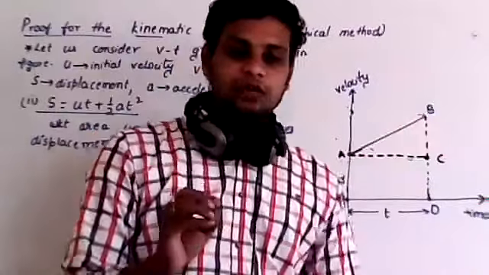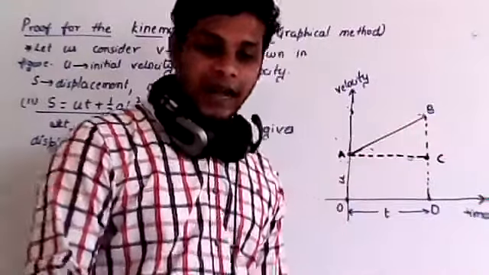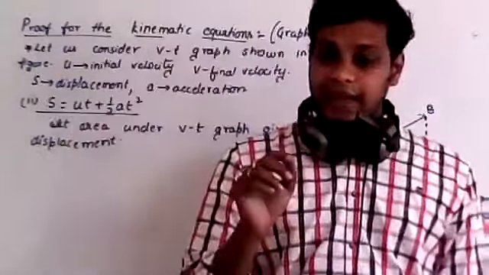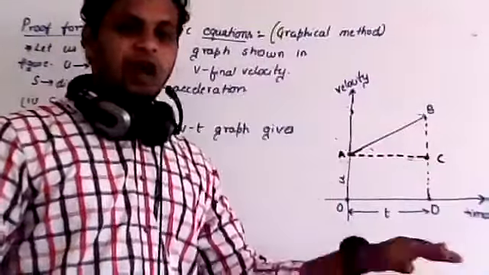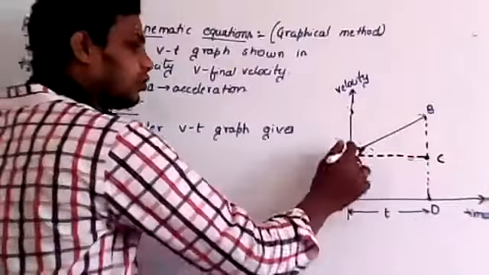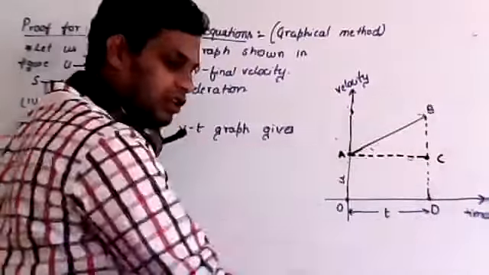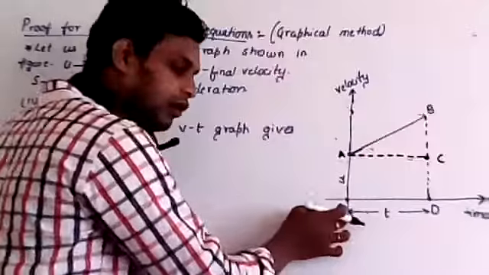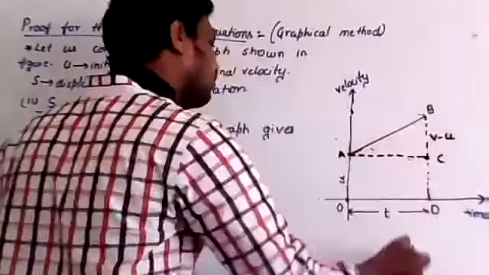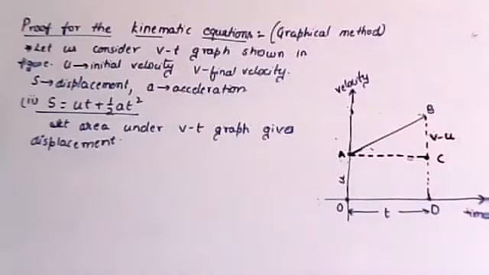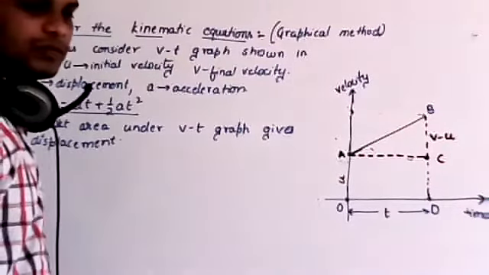You can use the area of trapezium formula directly, and you can do the derivation. Or else you can do it like this also. From here to here we consider the velocity as v, from here to here we consider the velocity as u. Now what is the BC value? Means v minus u. Are you clear? Understood?